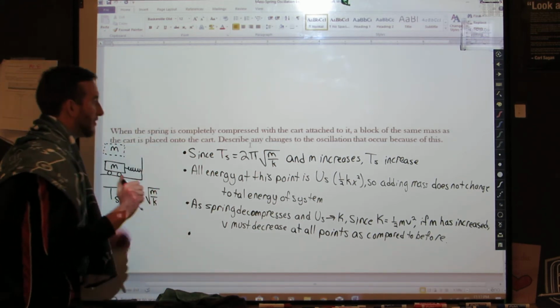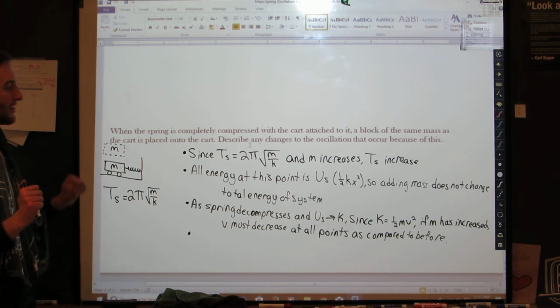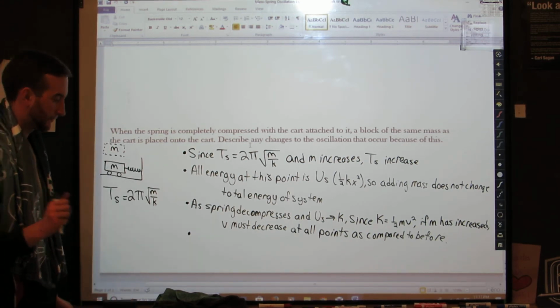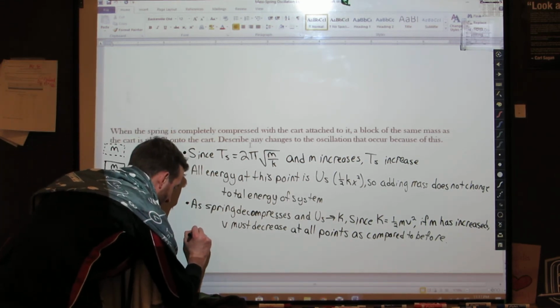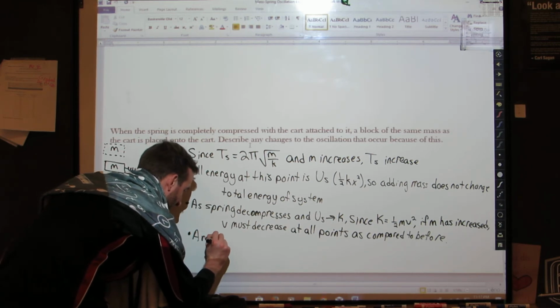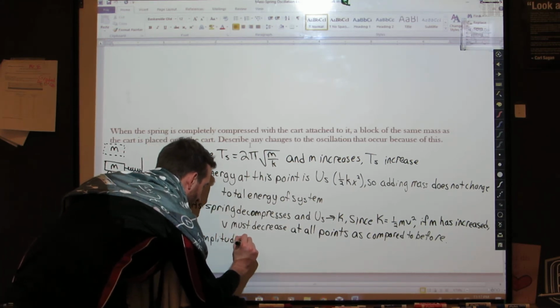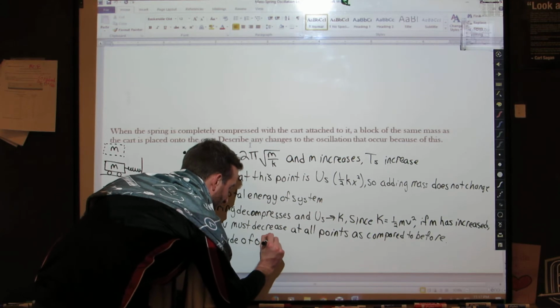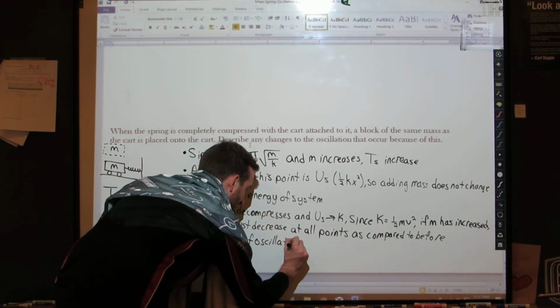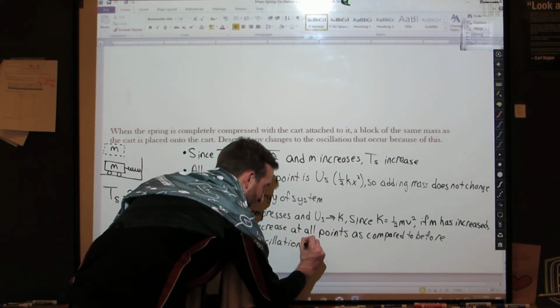So it turns out, even though the period increases and the velocity decreases, the amplitude of oscillation remains the same.